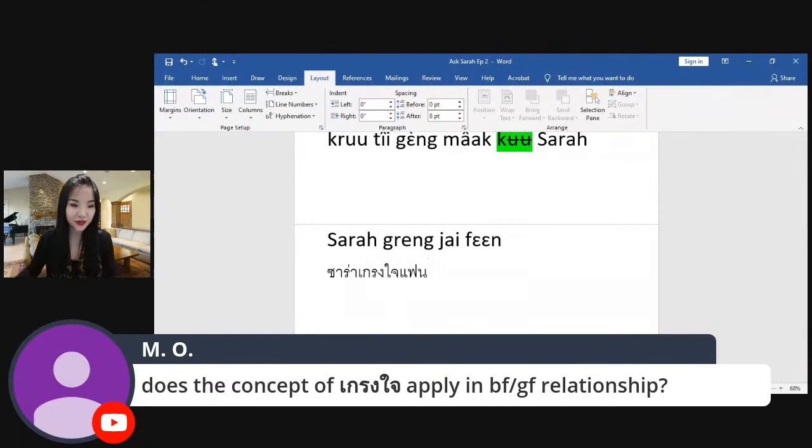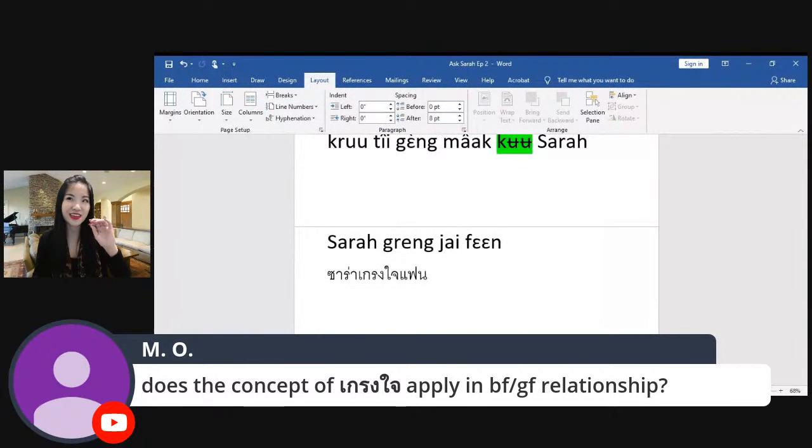Okay. There's a thin line between greng jai and glua too, right? Greng jai is like you are respectful of the other person's feelings, and glua is like you fear or you are afraid of the other person. But greng jai is more like the combination of caring and respect. But glua is like you fear the consequences, maybe. Yeah.